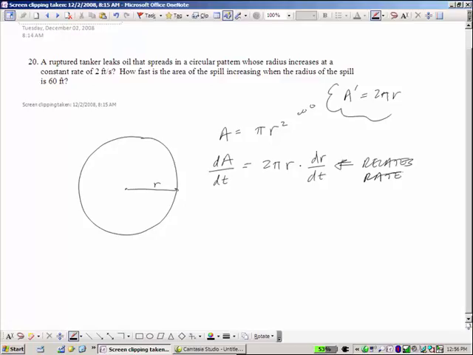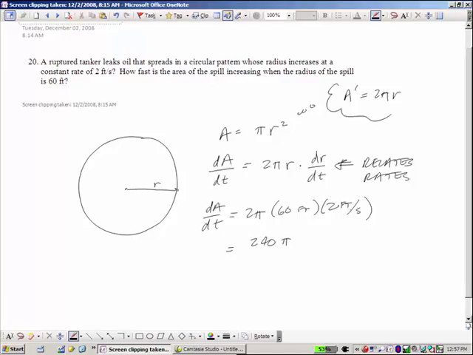And once you have an equation that relates the rates, you can go back and start plugging in. Well, I want to find out how fast the area is moving when the radius is 60. Oh, but I need to know what dr dt is. I need to know how fast the radius is increasing. They told me that. Actually, I'm going to use some units. I'm going to put 60 feet in here, and then 2 feet per second in here. And I think I'm going to get 240 pi.